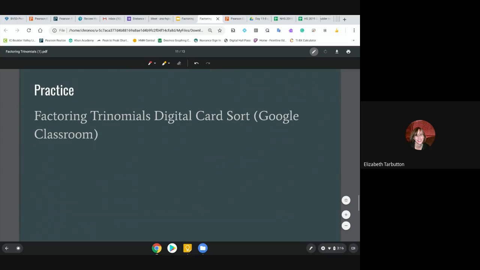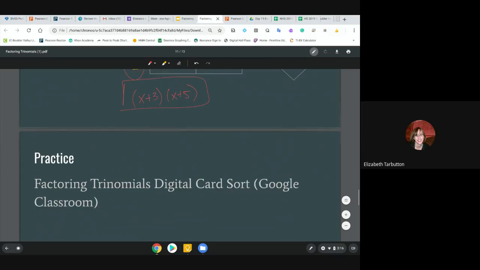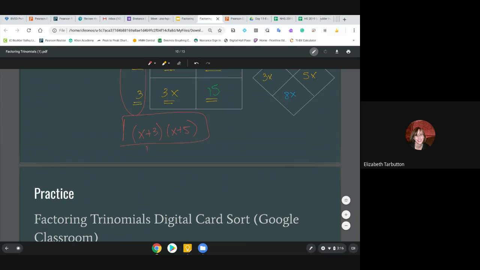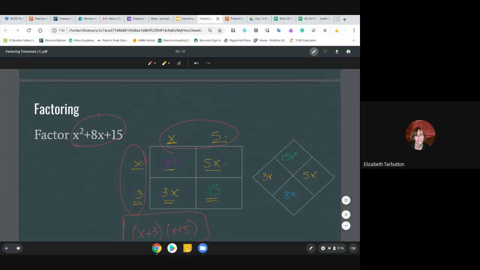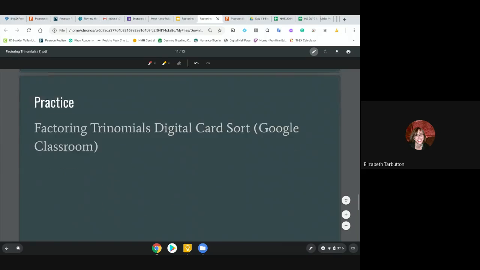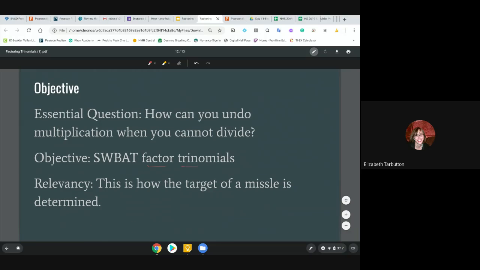So today, I'm asking you to practice that same thing in the digital card sort on Google Classroom. We're asking for which factors, and these right here are factors, make a trinomial, where this is your trinomial. Just working that multiplication backwards. Okay. Your objective for today is to be able to factor trinomials, and that's what we're practicing in the Google Slide sort.